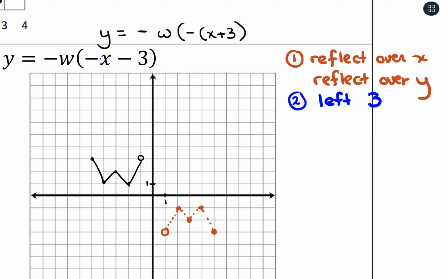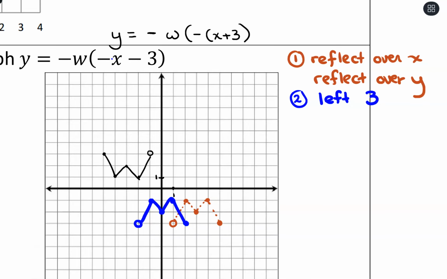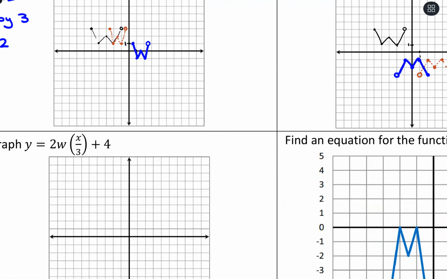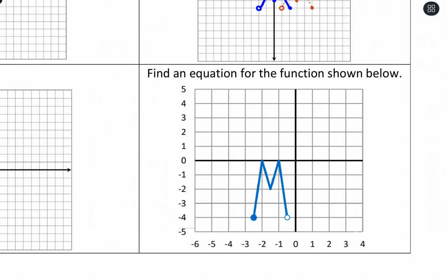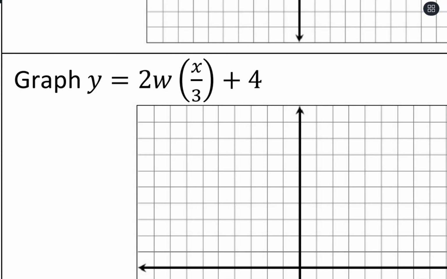And then we would move left 3, so my open circle there. Closed, closed, closed circles. And that would be our final answer. Okay, one more drawing, and then we're going to do making the function given the graph.